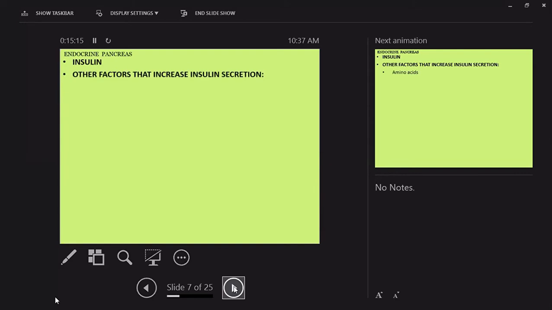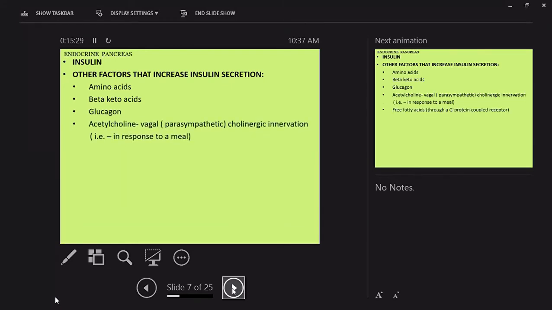Other factors that increase insulin secretion are amino acids from the protein, beta-keto acids, glucagon, and acetylcholine from the vagal parasympathetic cholinergic innervation in response to a meal. You have discussed that already. Free fatty acids from lipids act through a G protein coupled receptor.